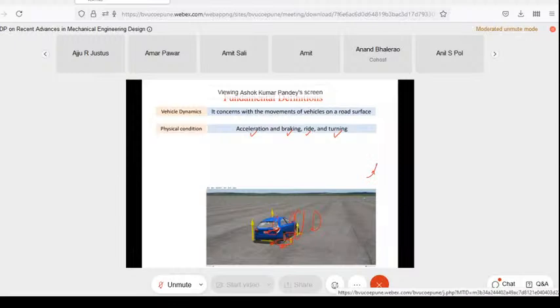So all these operating conditions of the vehicles need to be first defined before you start looking at the modeling of these vehicles.